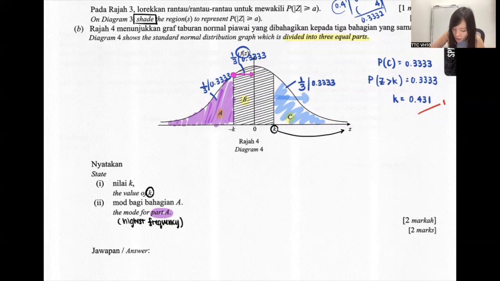So that spot actually is what value? Actually, the value is negative K. So you already get your K answer, 0.431. So negative K, that means the answer is negative 0.431. That's how easy it is. 1 marks. Understand? That means I want the highest for this part. And the highest for this part is this one.